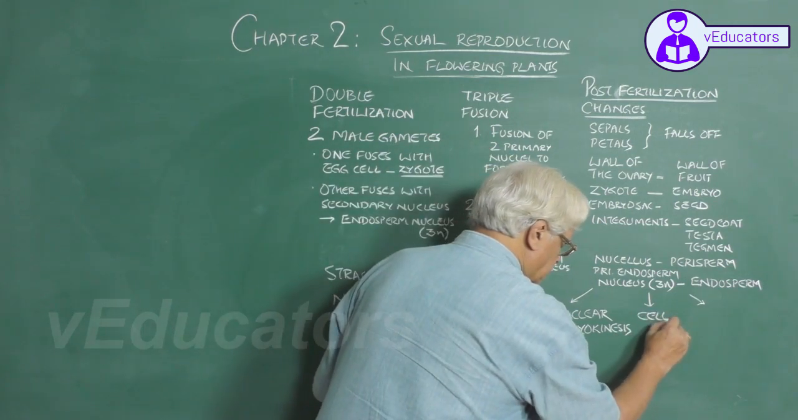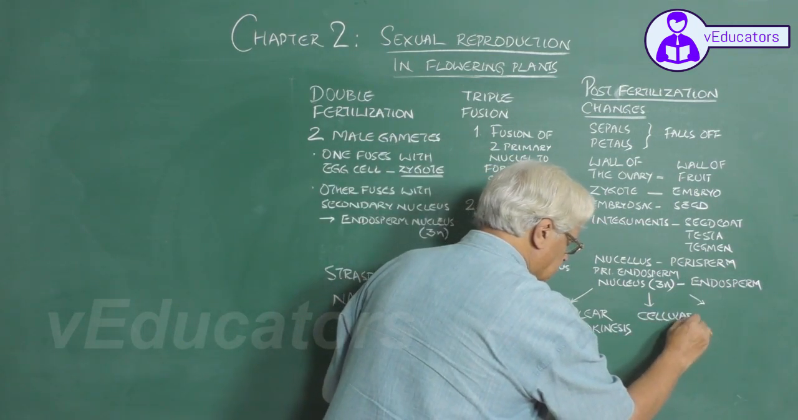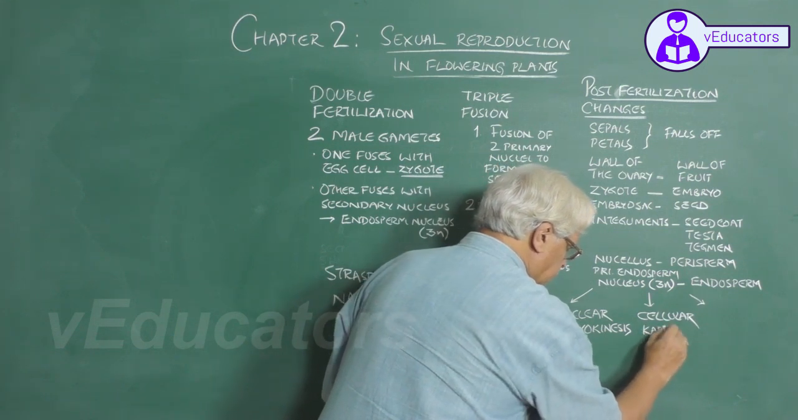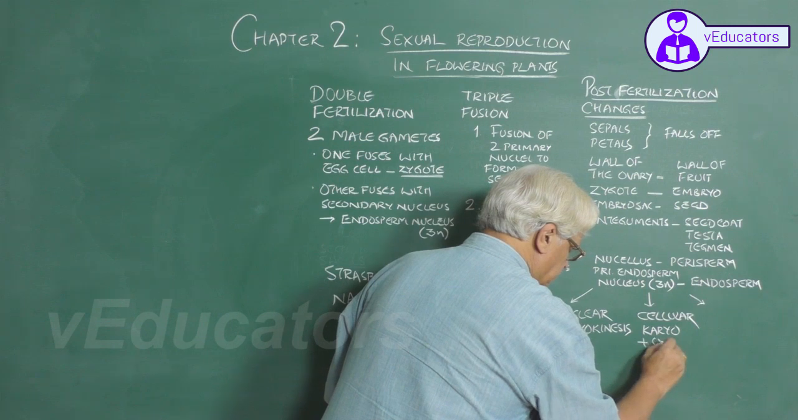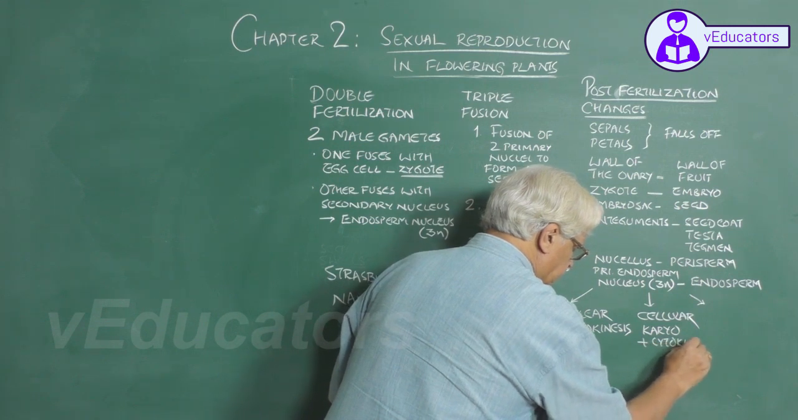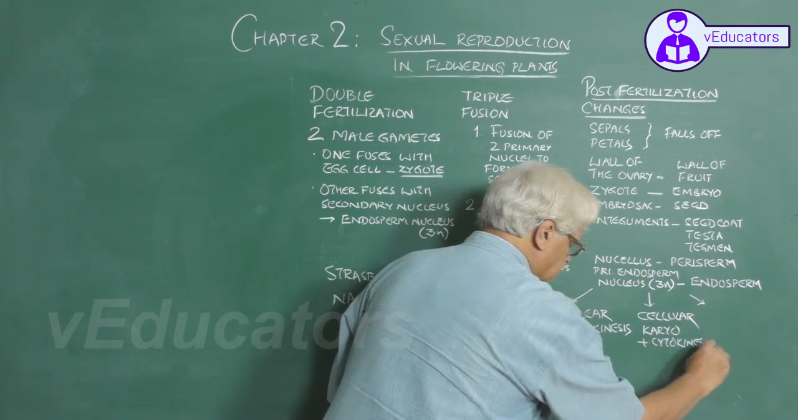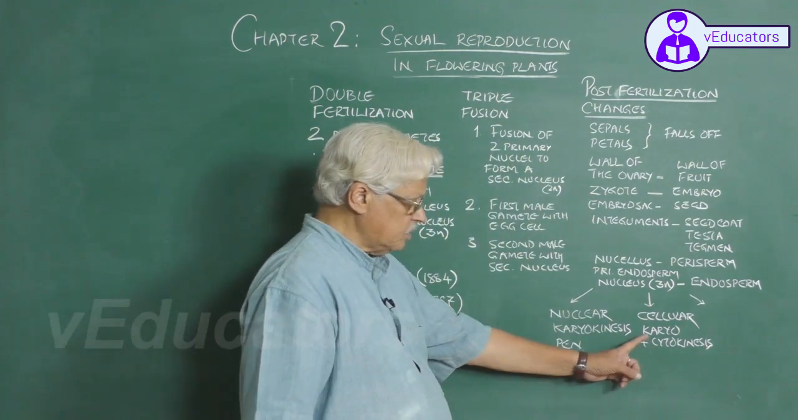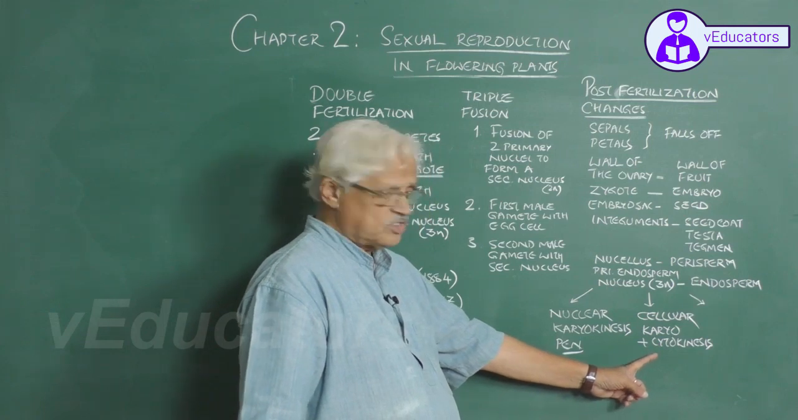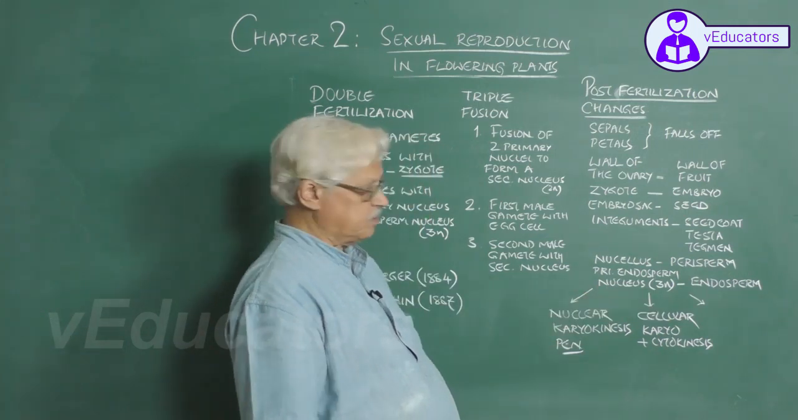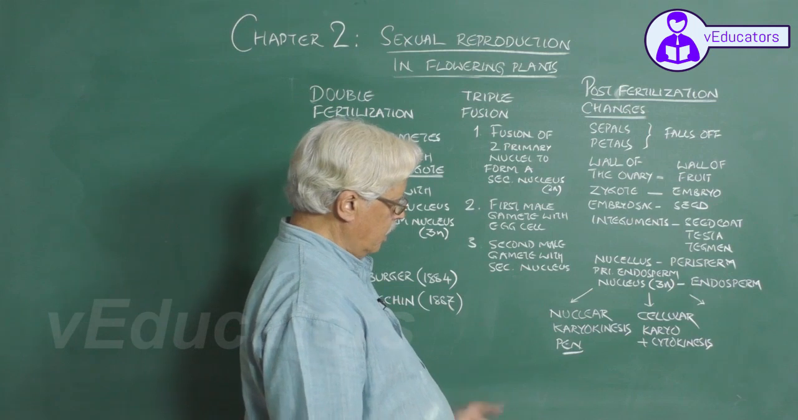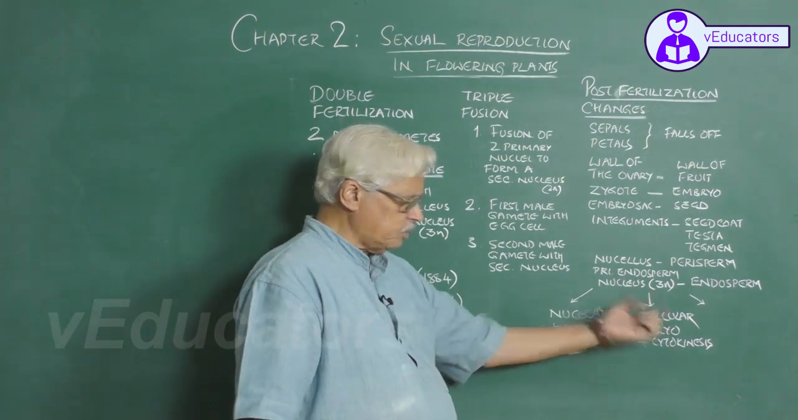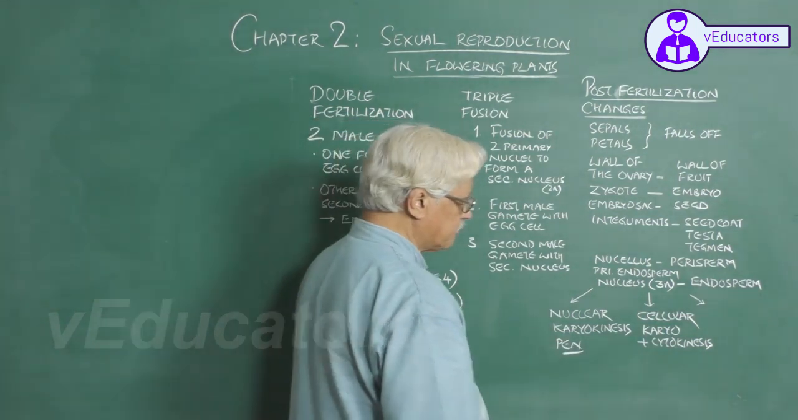The second type is called cellular. Here karyokinesis is accompanied by cytokinesis. So formation of large number of cells representing endosperm. Nuclear type of endosperm is very common compared to cellular type.